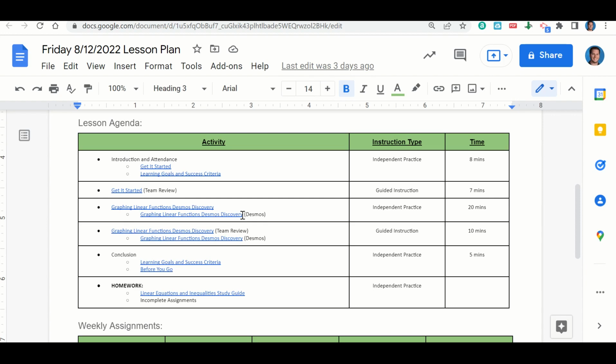So you'll be given time to complete that. Once you're done with that, we'll go over it together and discuss any questions that you may have. At the end of class, we'll go back over our learning goals and success criteria. And while we do that, you'll fill out your before you go. Your only homework for tonight is to continue working on the linear equations and inequality study guide and work on any incomplete assignments that you may have.